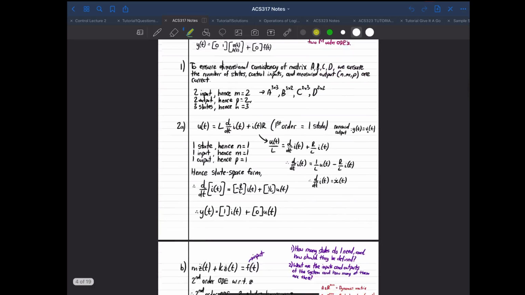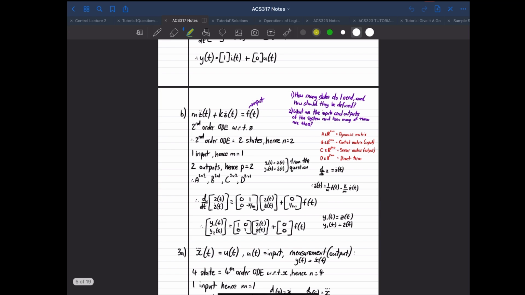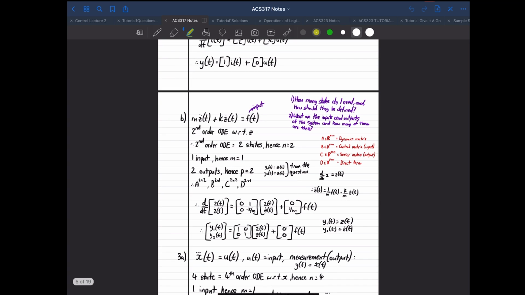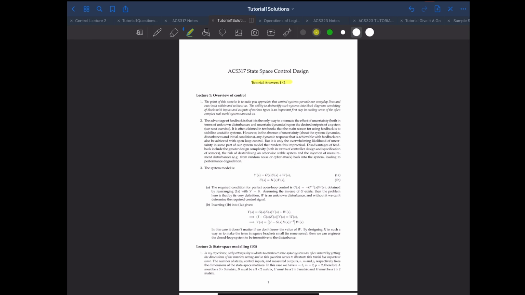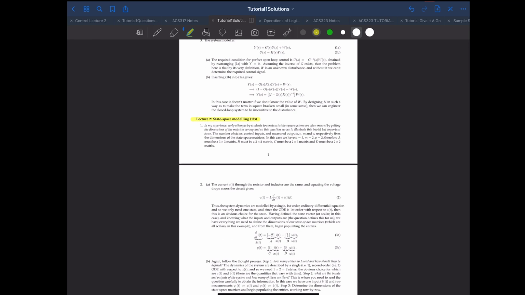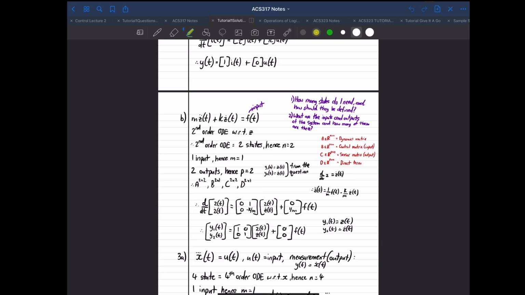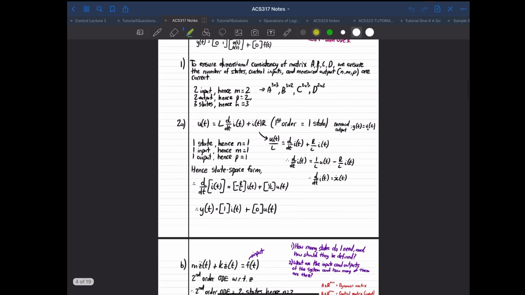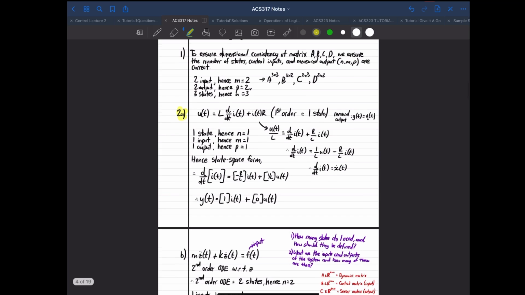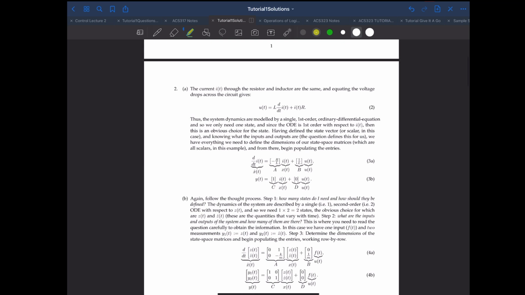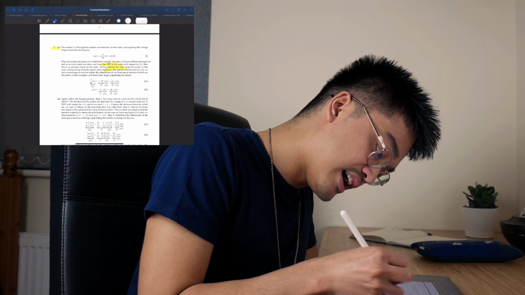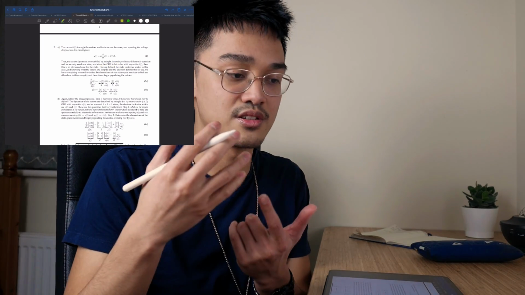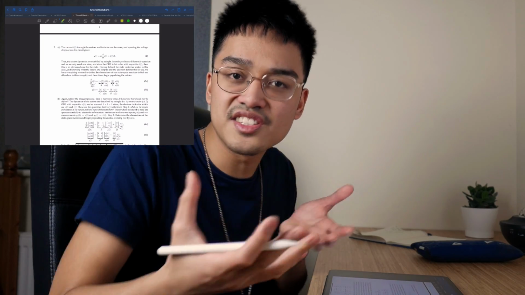And here's me doing the tutorial questions, and when I get stuck, then I would read the solutions. So here it's tutorial sheet 1, here's lecture 2, then say if I was stuck on 2A, then I would go to 2A, read the solutions, and understand it and try to make an understanding of it.